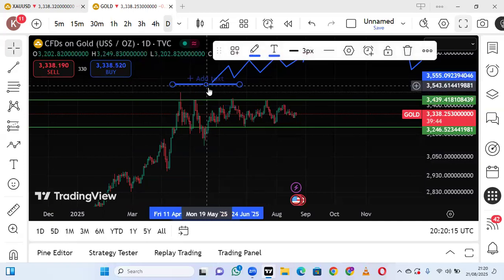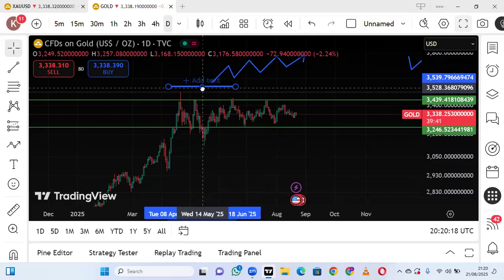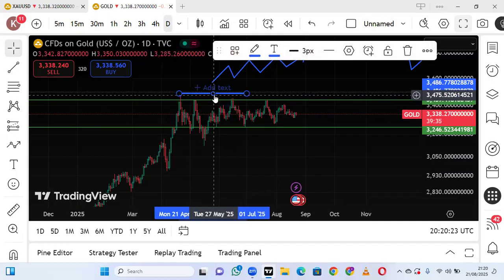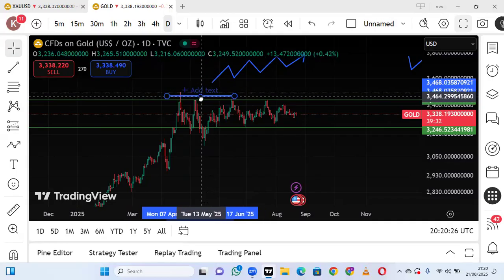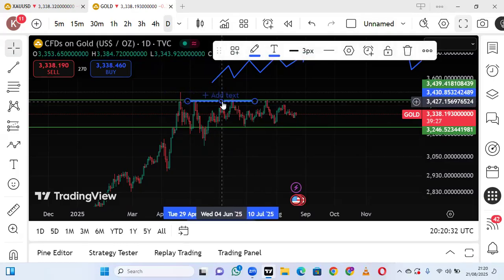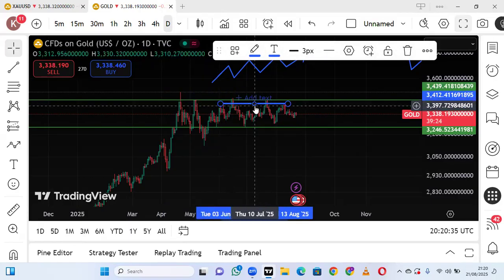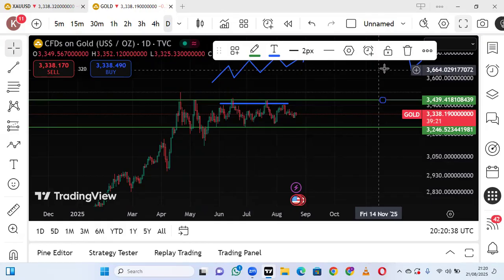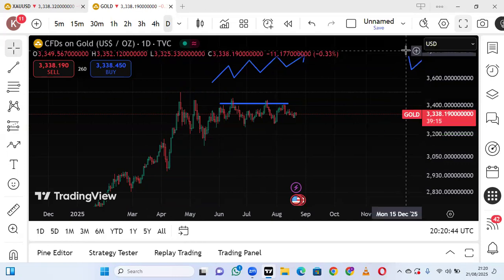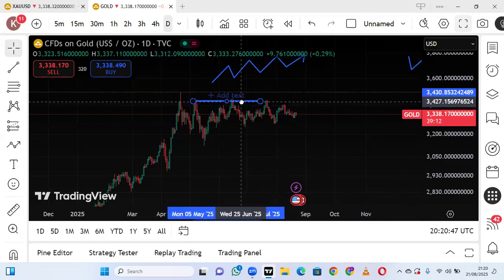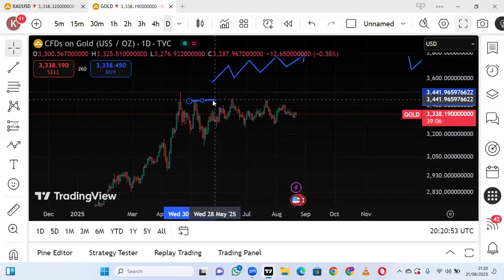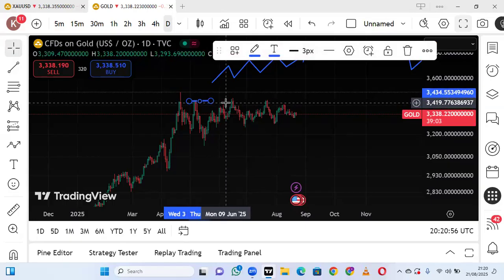It failed to take out this one at this point. So some people enter thinking it will take this part out. It didn't. This is 1 day time frame. So this was the valid one here because it was not taken out. This point at this point. Let me remove this. This part was not taken out. That time it created this. It was here that particular time.